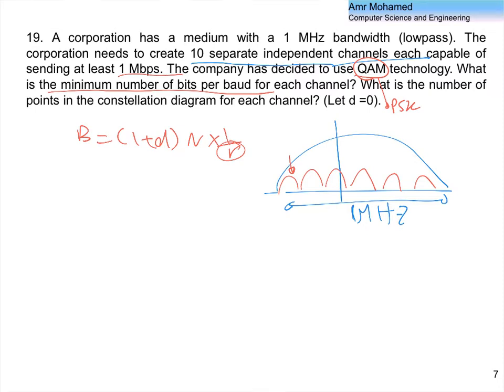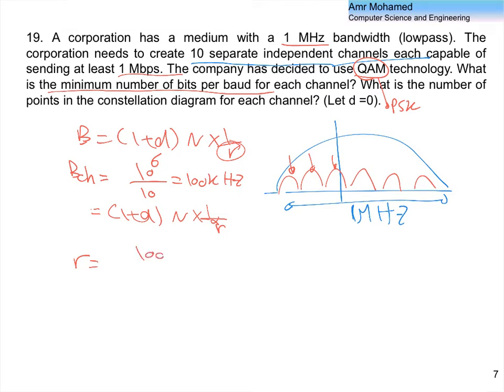So let's see. We know that the bandwidth equals 1 plus d. What is the bandwidth of a channel? 100 kilohertz. So remember, we have 1 megahertz, but this is divided into 10 different channels. So bandwidth per channel equals 1 megahertz divided by 10 channels, which is 100 kilohertz. This is the bandwidth for one channel. This bandwidth equals 1 plus d times n times 1 over r. So what's r?